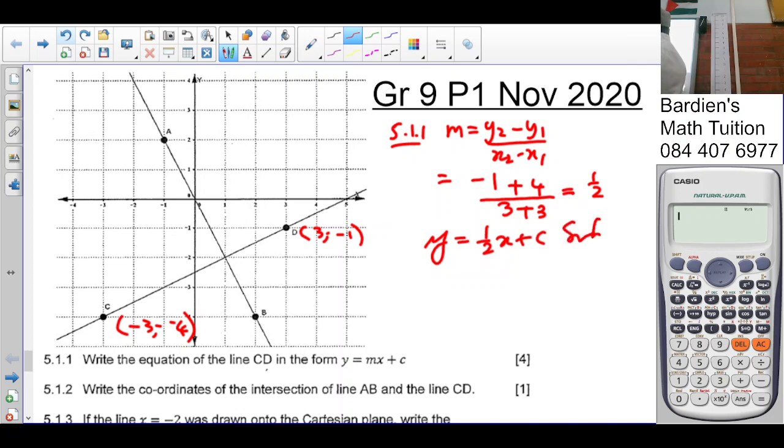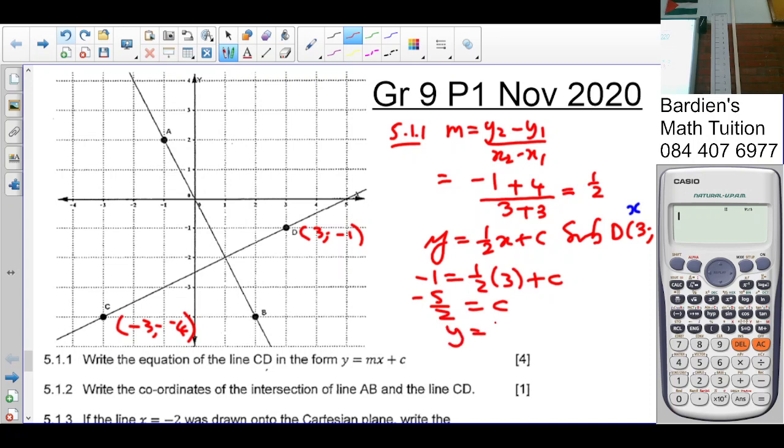So we're going to substitute D, which is 3 and minus 1. I could have either substituted D or I could have substituted C, which is negative 3 and negative 1. So again, that's the x and the y. So we have negative 1 is equal to a half times 3 plus c. So that's 3 over 2, you take it over, becomes minus 3 over 2, which is negative 5 over 2. So y is equal to a half x minus 5 over 2. Negative 2.5 and negative 5 over 2 are all the same.